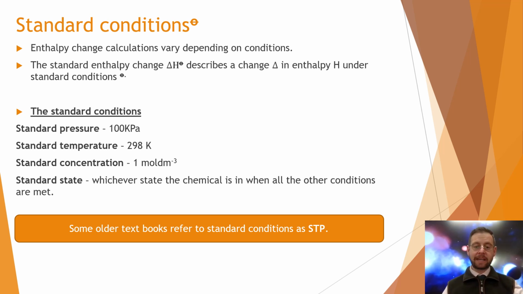And to remind you what standard conditions mean, the standard pressure is 100 kilopascals, that's 1 atmosphere, the pressure of a room. The standard temperature, 298 Kelvin, that's room temperature, and standard concentration, 1 mole per decimeter cubed. We also stipulate that these chemicals must be in their standard state, which is whatever state that chemical would naturally be in if all the other 3 conditions are met.